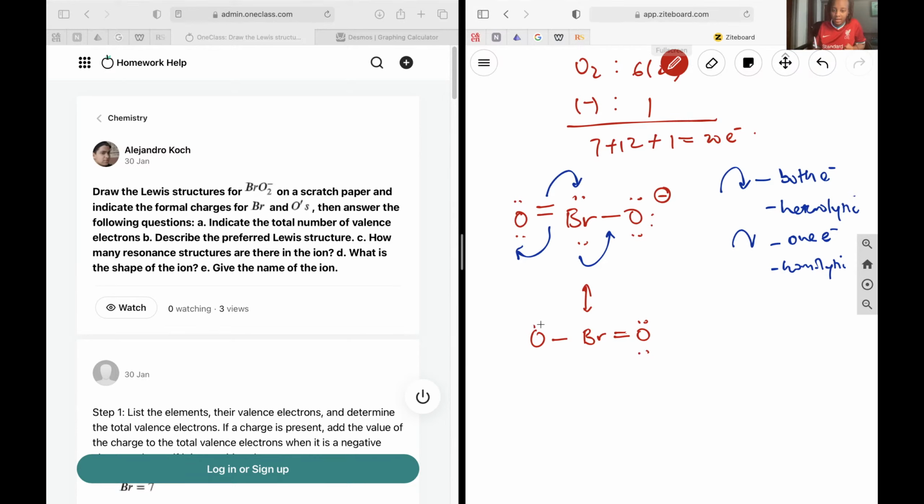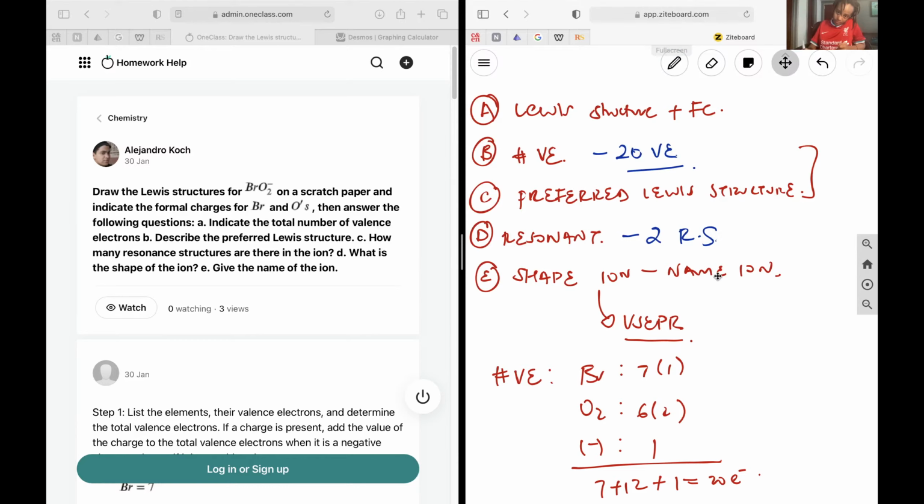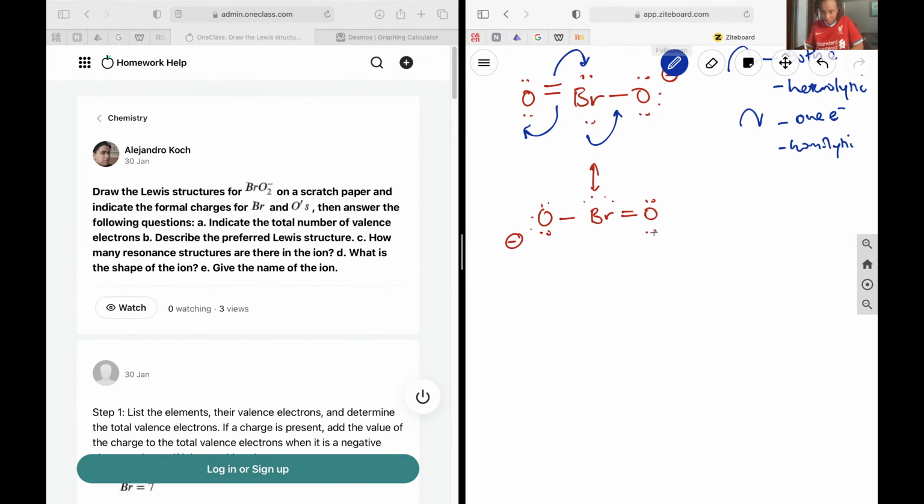And so now, instead I have this. The number of my electrons has not changed, and so I still have my 20, and now the minus charge is going to be here instead. And so I can come back up here and say that I have 2 resonance structures. So these are the 2 preferred Lewis structures, equally preferred because you see the symmetry in it, so none has a higher weighting on the wave function than the other.